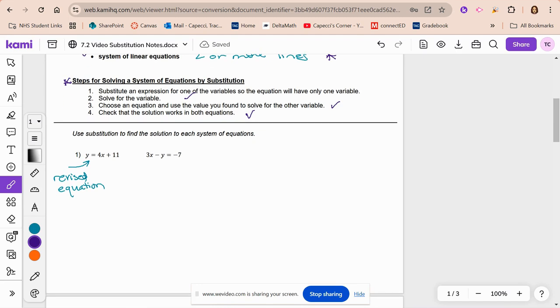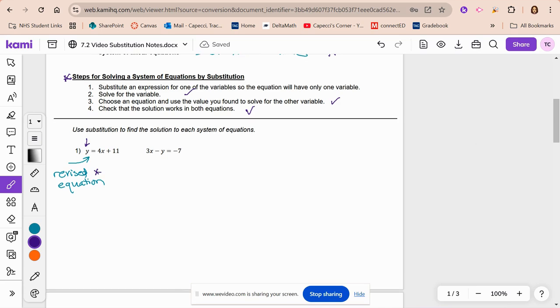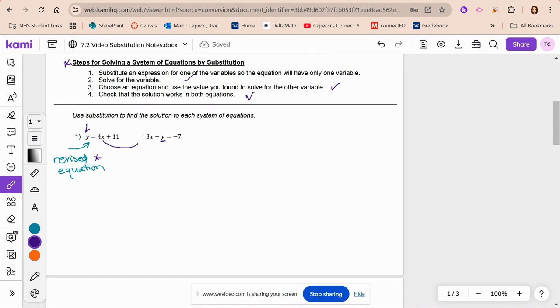In number one, we have one variable already by itself, so we don't have to do anything. That's our first step. I call that the revised equation. In this situation, it's already set up for us. So what we're going to do is substitute, which is why it's called the substitution method, into the other equation. Everywhere I see a y, I'm going to put 4x plus 11.